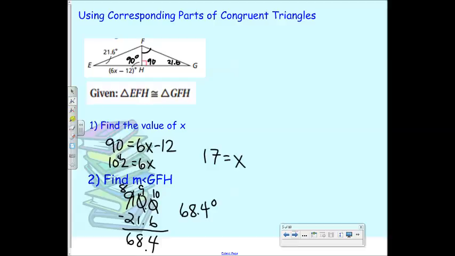All right, this one would be the same as which other angle? The other side, which would be angle EFH. EFH, good.